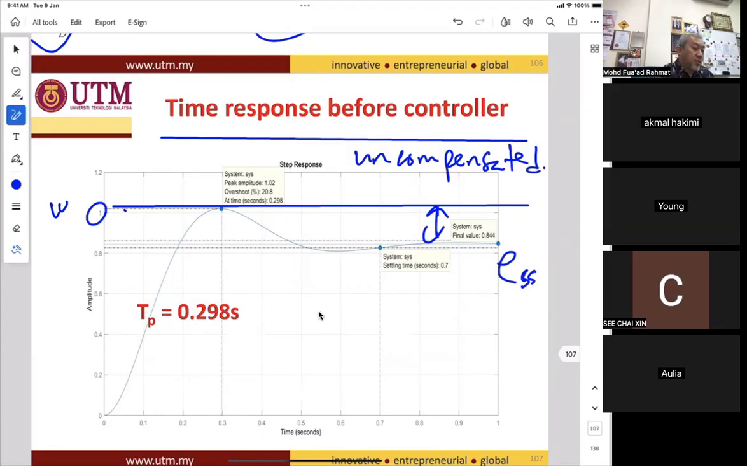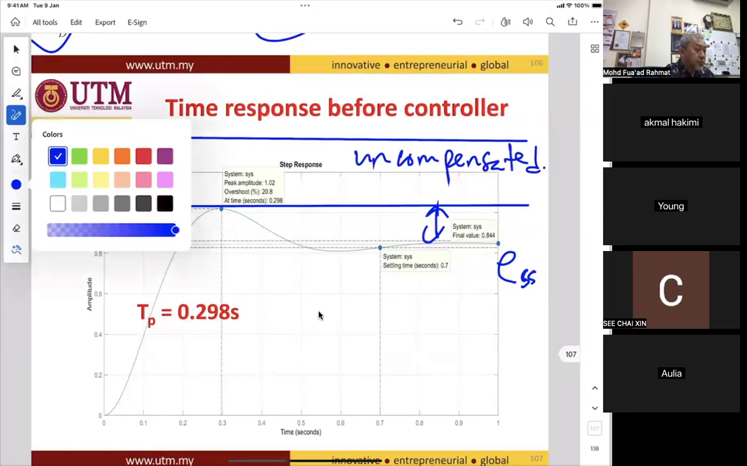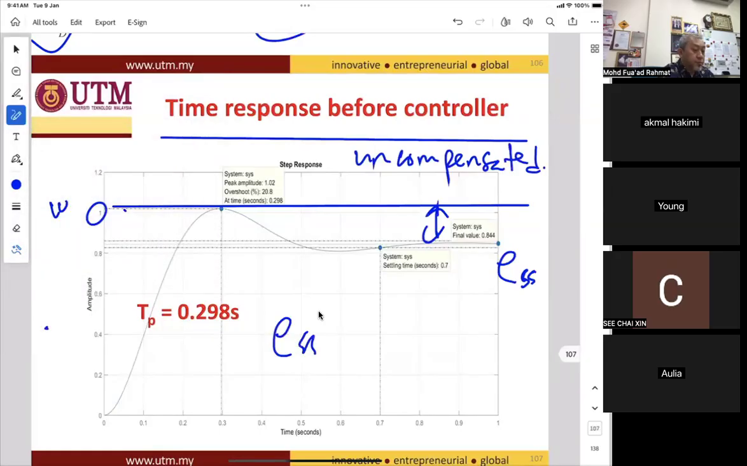What is the steady state error over here? 1 minus 0.844, which is equal to 0.156. Thank you.